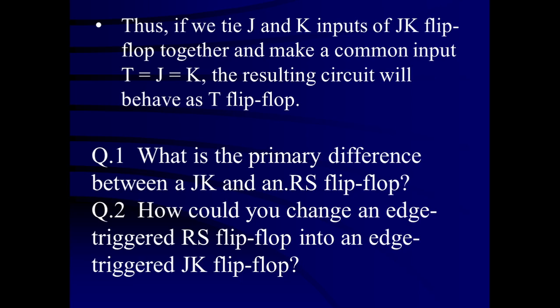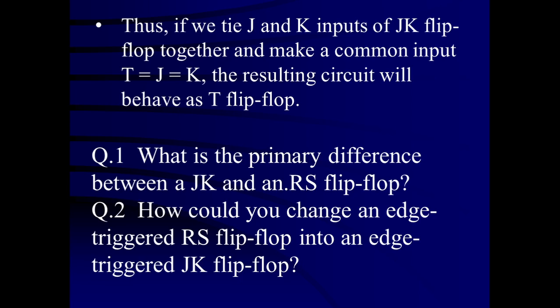Now, there are certain questions related to this topic. What is the primary difference between a JK and an RS flip-flop? In an RS flip-flop, you cannot utilize the 1-1 condition. R equal to S equal to 1 is a forbidden condition. The output is unpredictable. In a JK flip-flop, you can utilize this condition to count the number of clock edges, because on every positive edge or negative edge, the flip-flop toggles. So it will work as a counter.